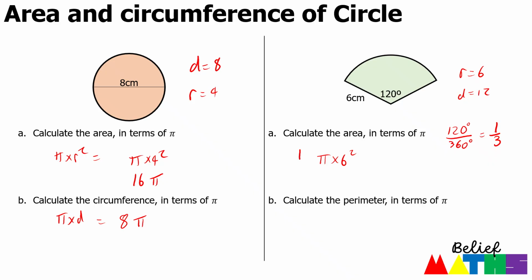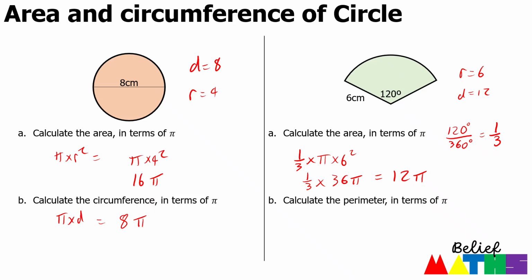So what we have is 1/3 of a circle, and I like to do that bit on the side, so then it just makes it tidier over here. So now I've got 1/3 multiplied by 6 squared is 36 pi. And to find 1/3 of a number, you just divide by 3, so that's 12 pi is the area of that sector. The perimeter works in a very similar way.